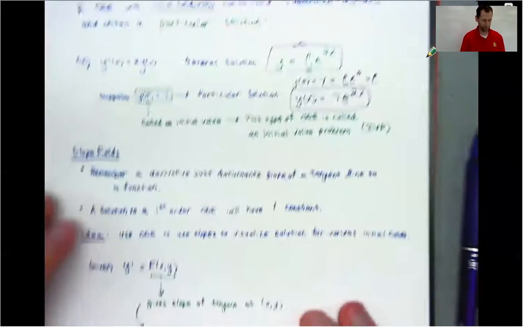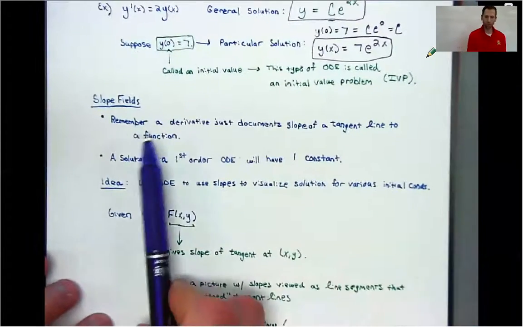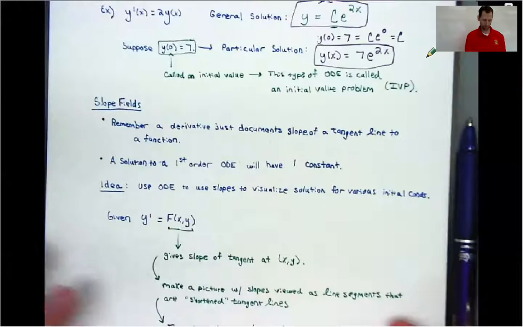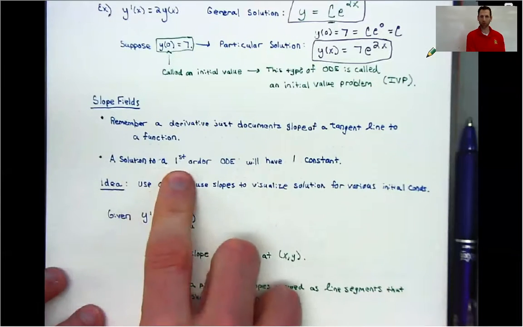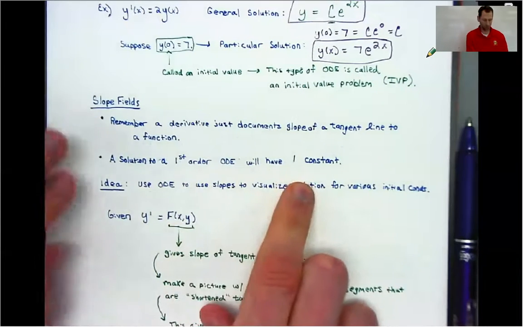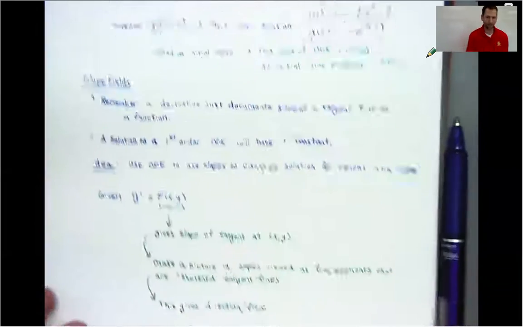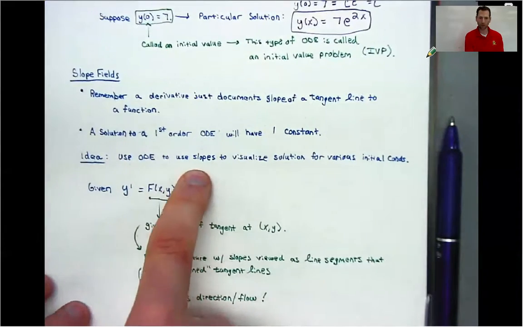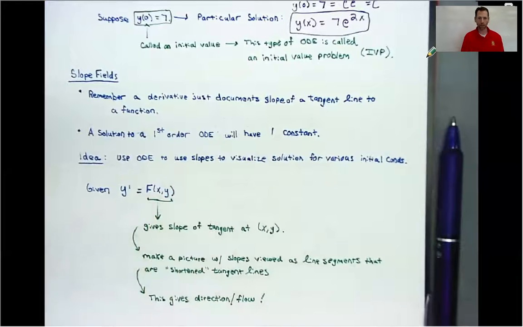So here's the idea. Okay. First, remember the derivative just documents the slope of a tangent line to a function. And a solution to a first order ODE will always have one constant. Those are our 2 bullet points. And the idea is here. We can use the ODE to figure out the slopes. And then we could picture those little tangent lines in the space x and y.